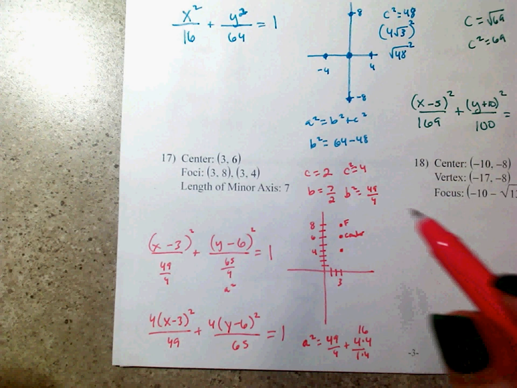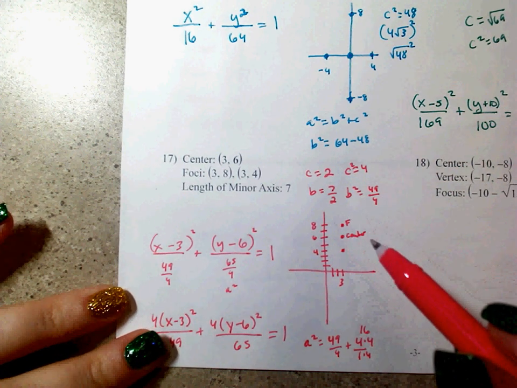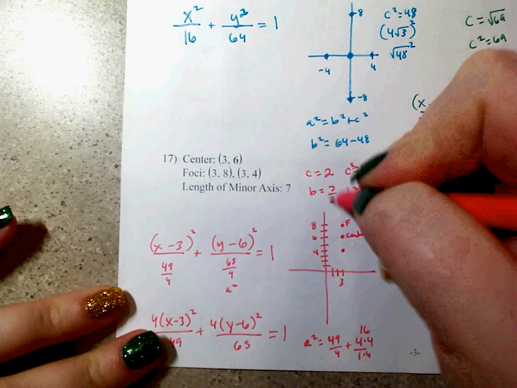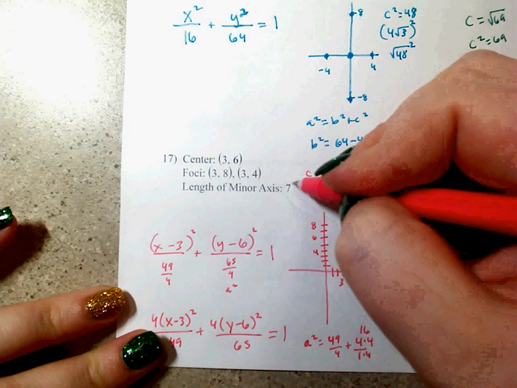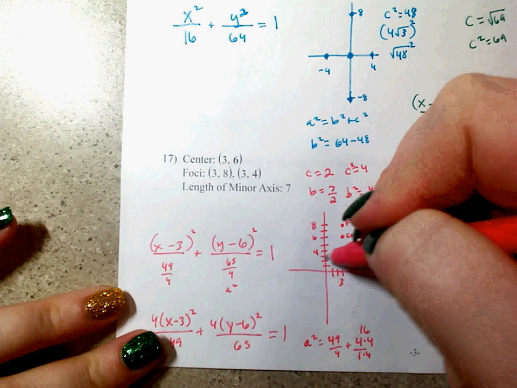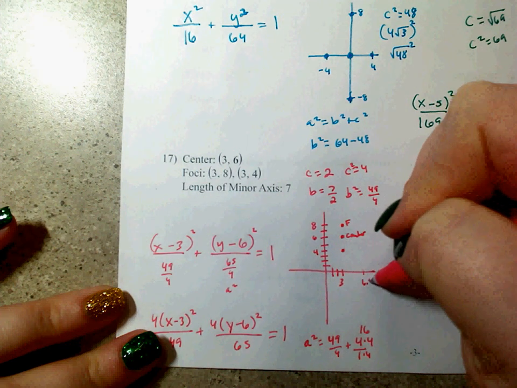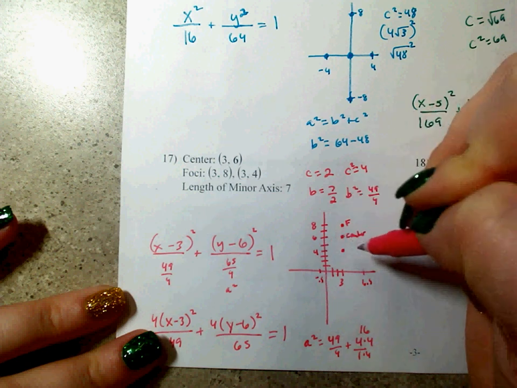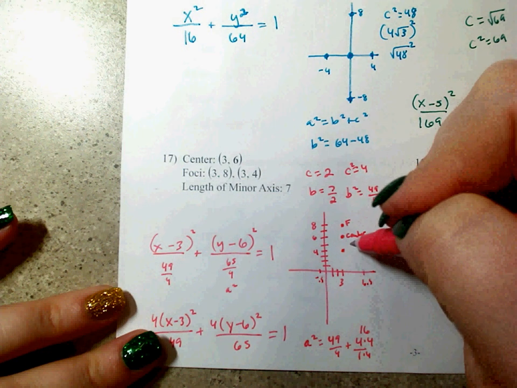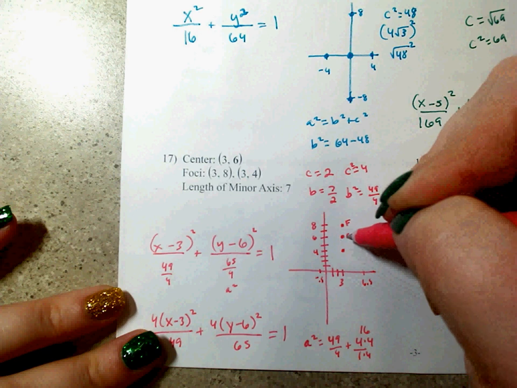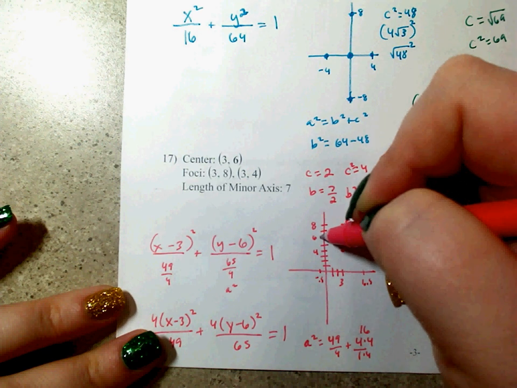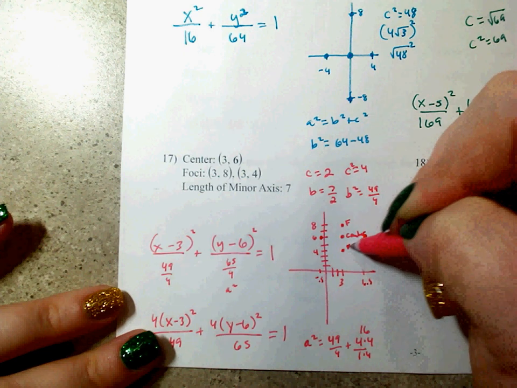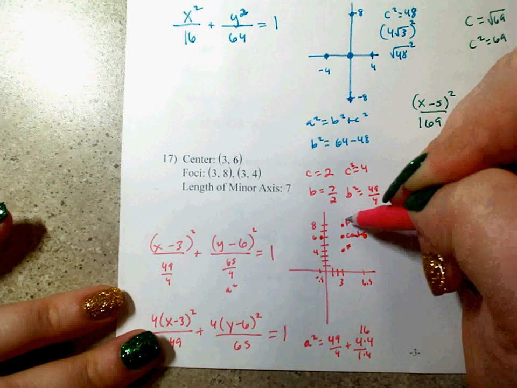If you did want to go thinking about the length of 7, that means you go left 3.5 and right 3.5 from the center, so you'd be at 6.5 and negative 0.5. And that would be your other endpoints. And then your major would be up and down here and there. Okay. Number 18.